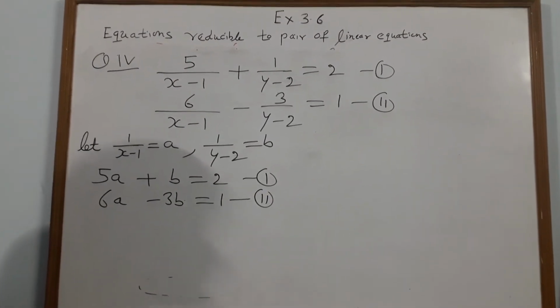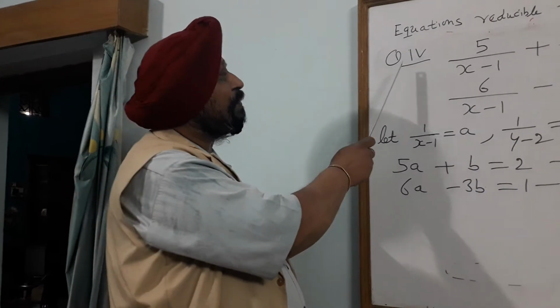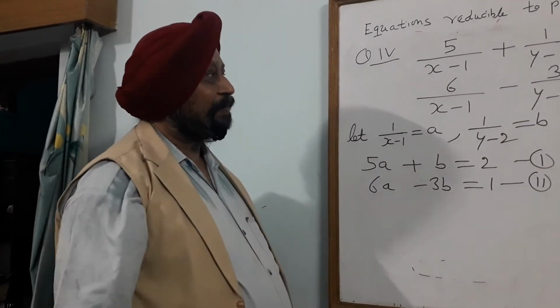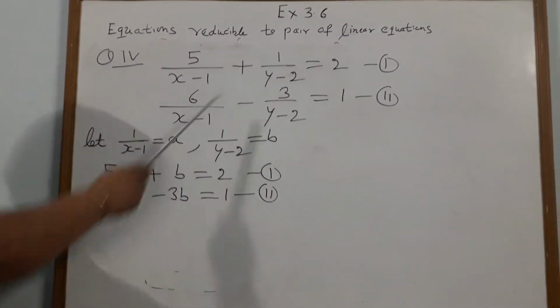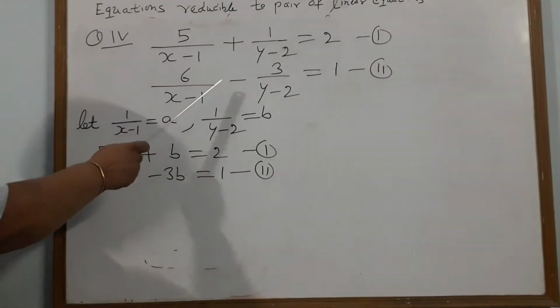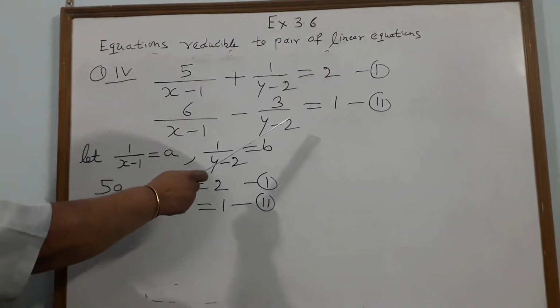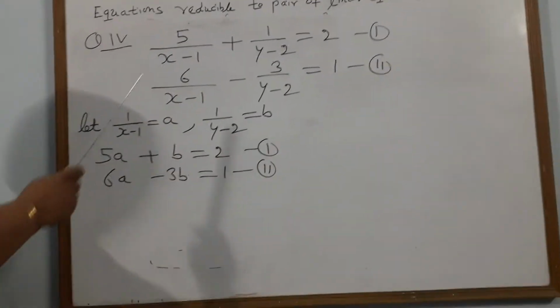Now we will do the second type of question of exercise 3.6. This is actually the fourth part of question 1 of NCERT book. The equations are 5 over x minus 1 plus 1 upon y minus 2 is equal to 2, and 6 over x minus 1 minus 3 over y minus 2 is equal to 1. Now you will see that in this also the variables x and y are in the denominator.